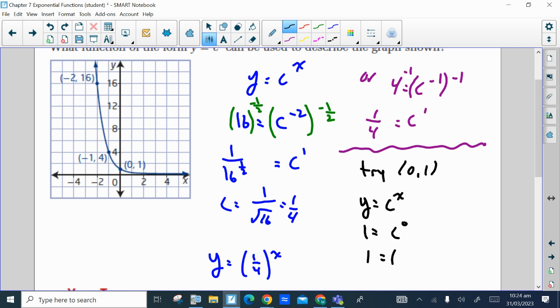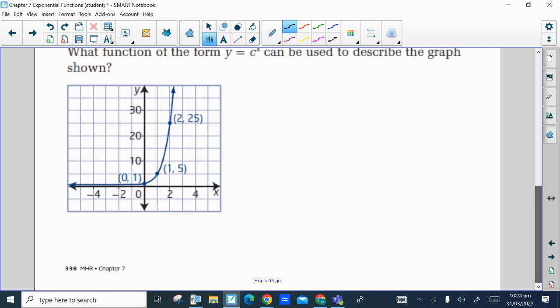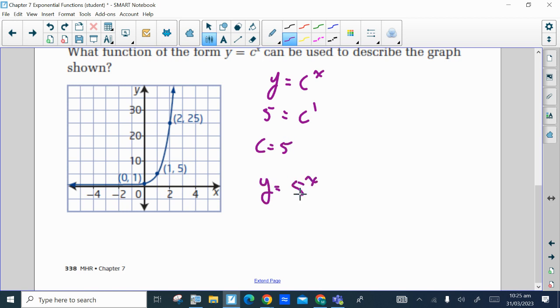This graph was a decreasing function, so that told us that our value of c had to be between 0 and 1, which we did get. This next one is an increasing function, so the value of c has to be greater than 1. And we can find it, and the easiest way to do it would be use the point 1, 5. When x is 1, y is 5, so you get c to the 1 equals 5, or simply c equals 5. And the equation would be y equals 5 to the x. Again, this is an increasing function, so c had to be greater than 1, and it is.